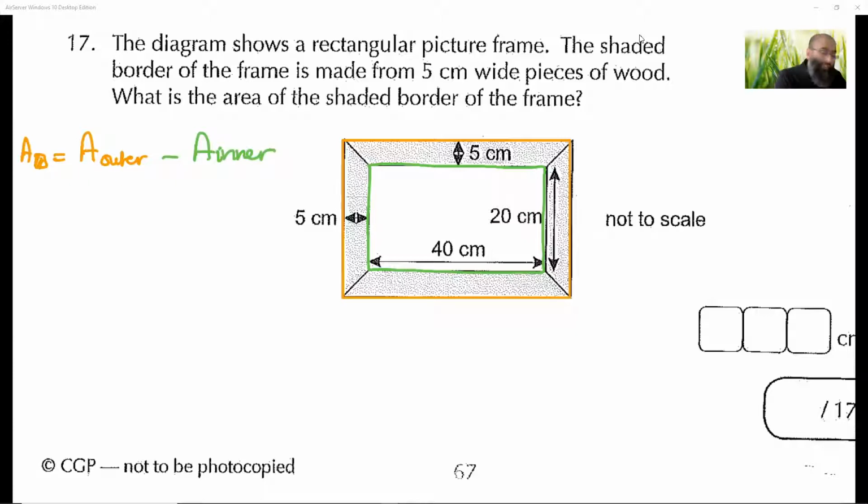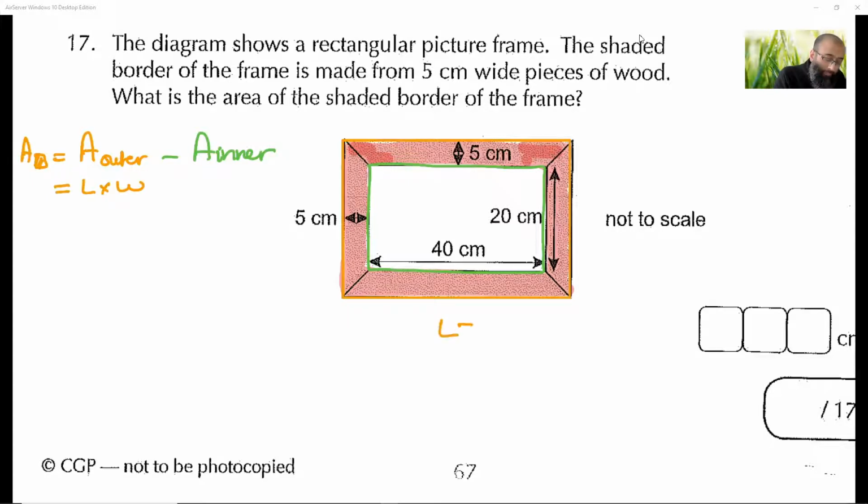So if you want to work out the area of the border, this bit here, you're going to first of all start off with the larger rectangle, which is the outside one, and minus the inside white one, and that will give you this shaded red one. And that's a topic that we have done many, many times in our lessons. So how do I work out the area of the outer one? You do length times width.